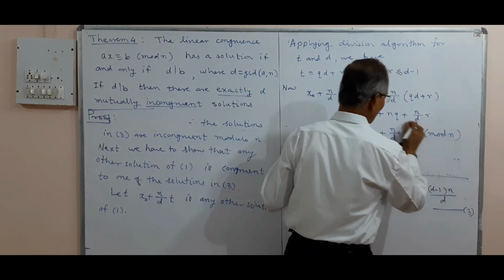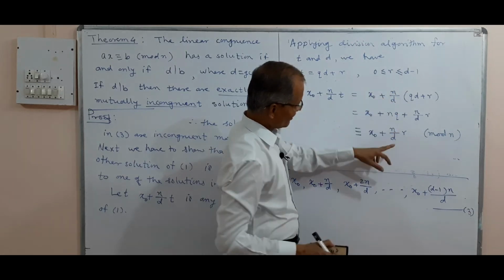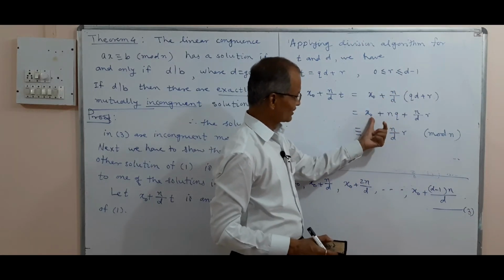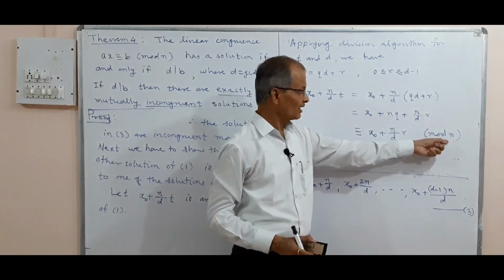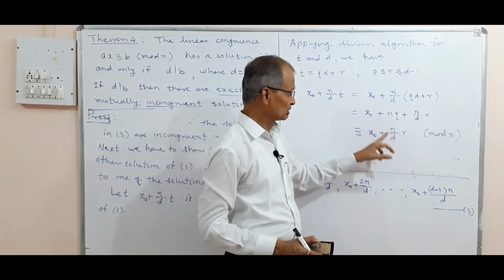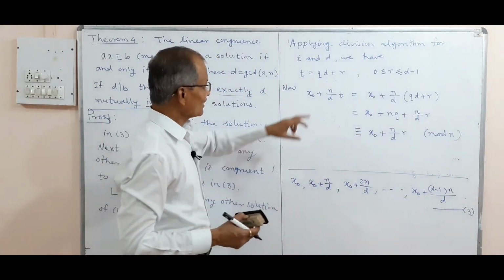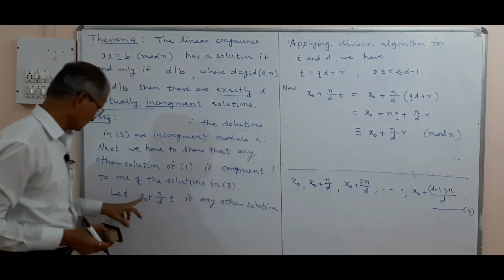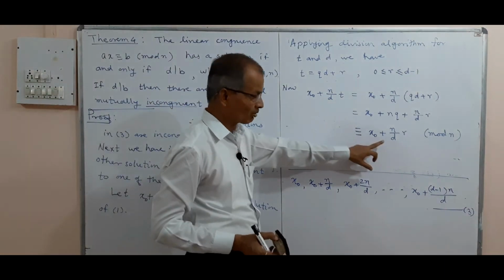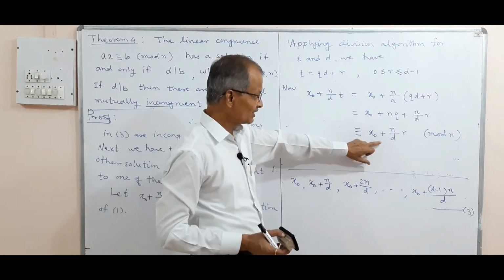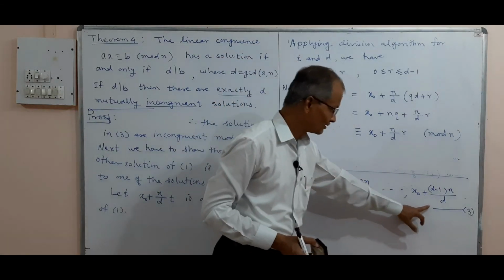Now you verify this. Why are these two congruent to each other? Because their difference, what is their difference? X naught cancels and the last term cancels, leaving nq, and n divides nq. So therefore these two are congruent to each other. And what is the meaning of this? Any other solution we assumed is congruent to this solution. And what is this solution? This solution is one of the solutions in 3.